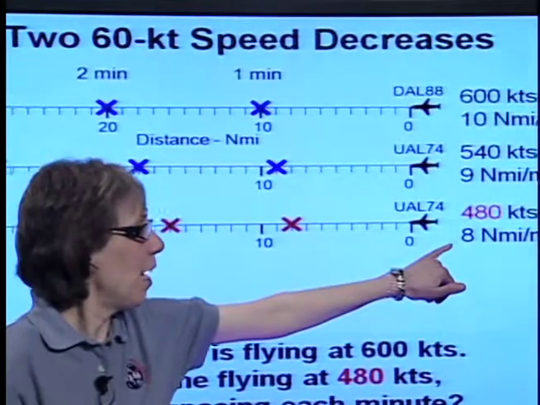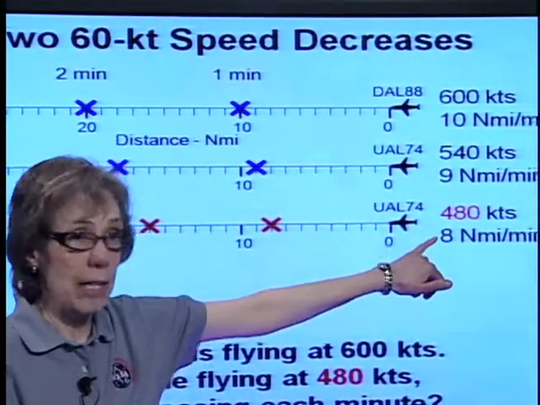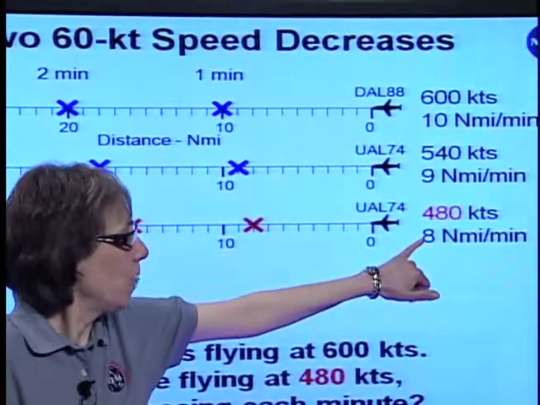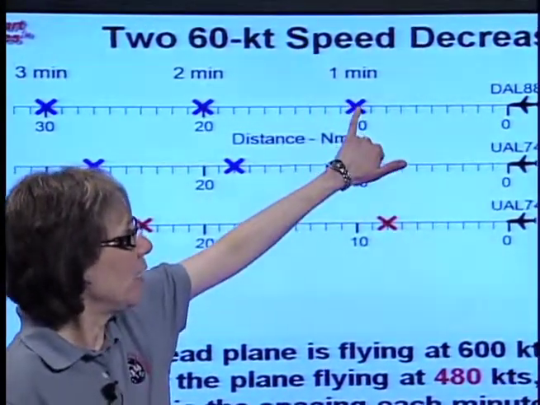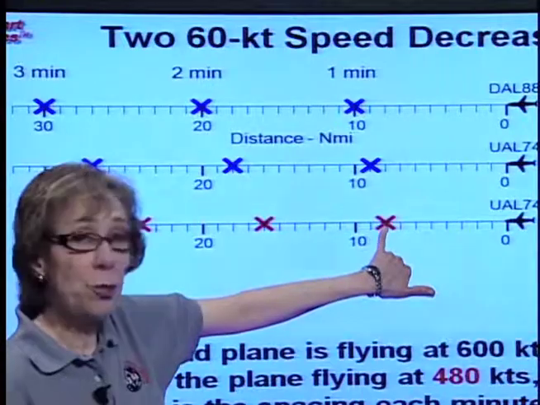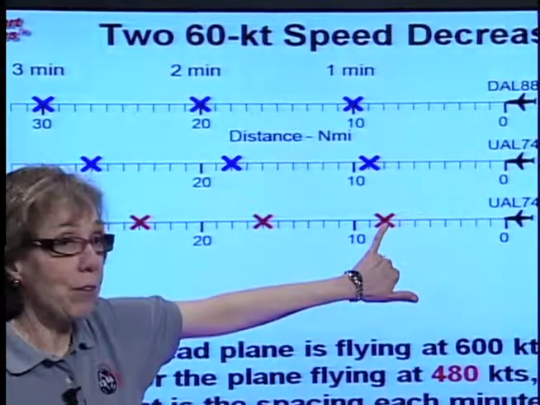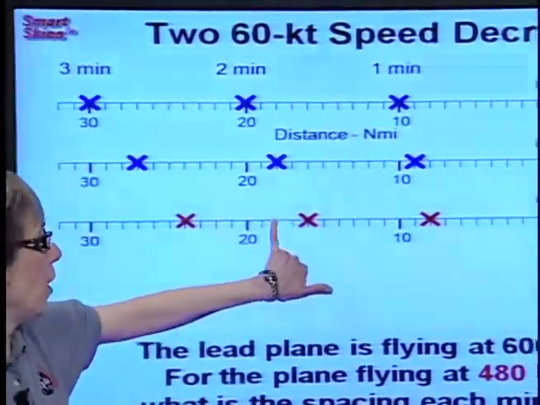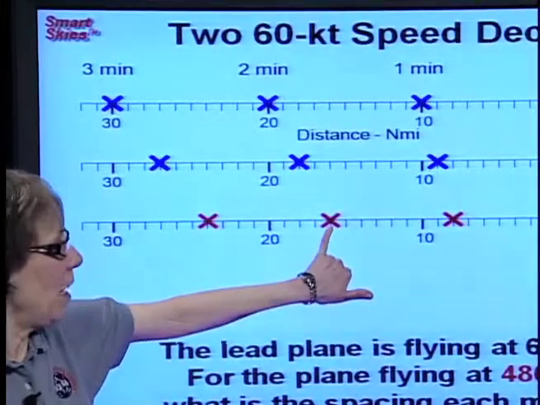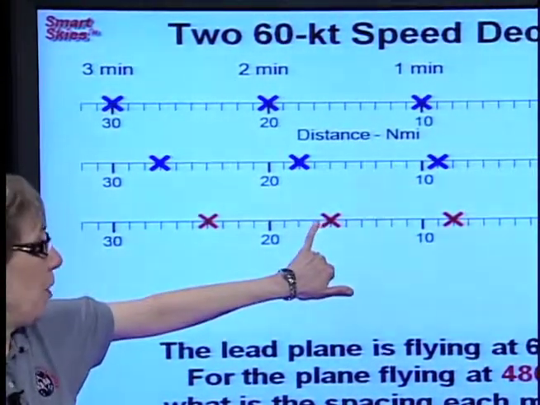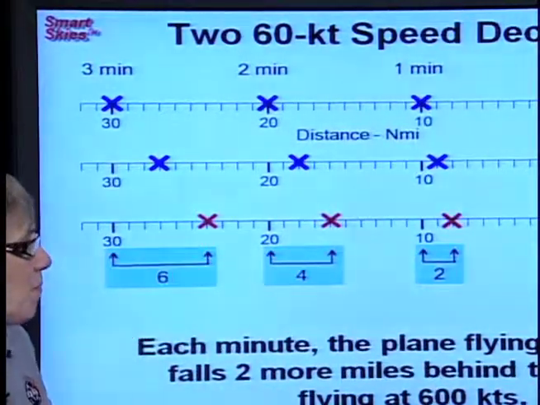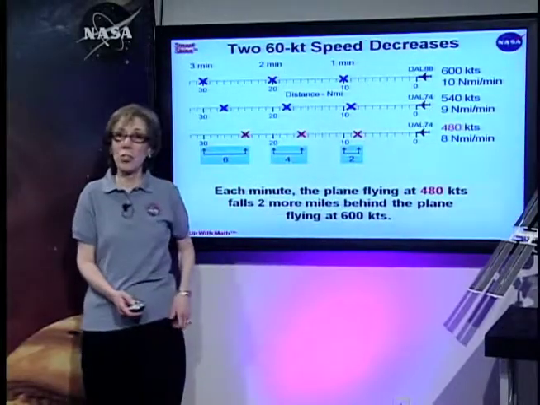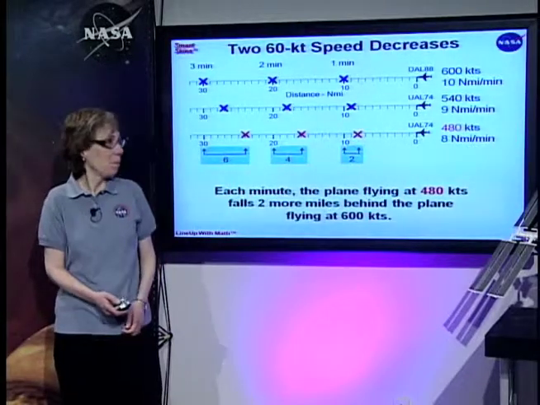And how far behind does this plane fall each minute? Well, after 1 minute, this plane will be at 8. So compared to the plane flying at 600 knots, it's 2 miles behind. After 2 minutes, it's going to be 4 miles behind. And after 3 minutes, it's going to be 6 miles behind. Okay? So it falls behind 2 additional miles each minute.